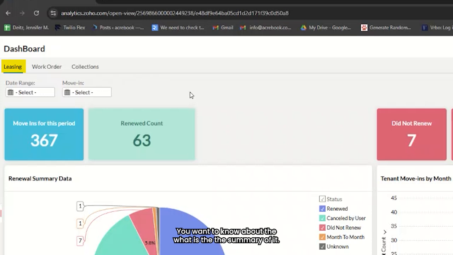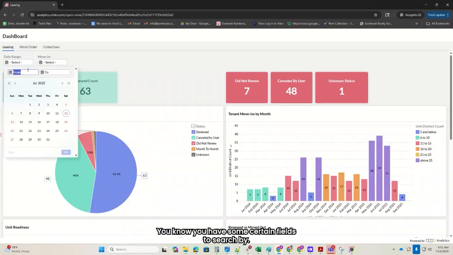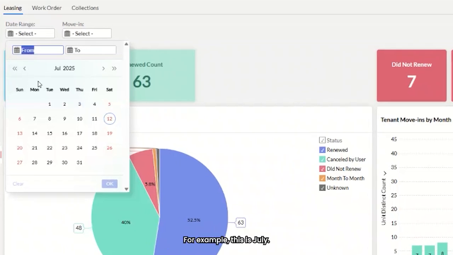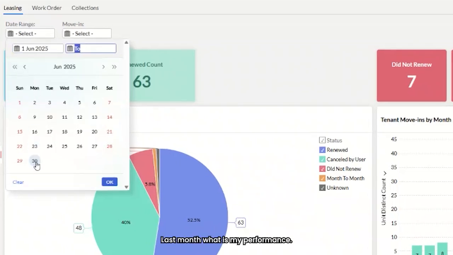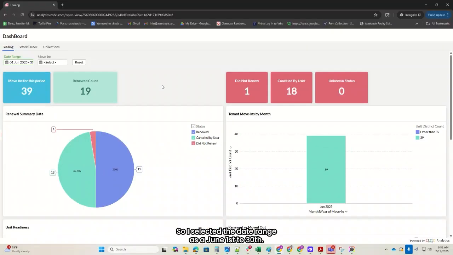You want to know the summary of it. You have certain fields to search by. For example, this is July. You want to search based on, okay, last month, what is my performance? How did my leasing agents perform during the last month? So I selected the date range as June 1 to 30th, and this gives me a summary.